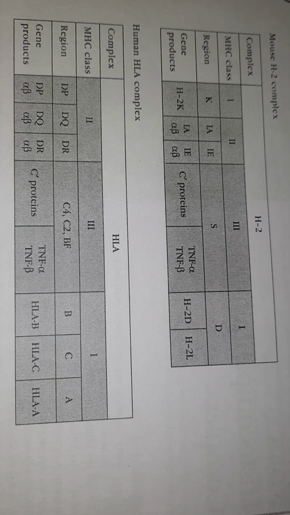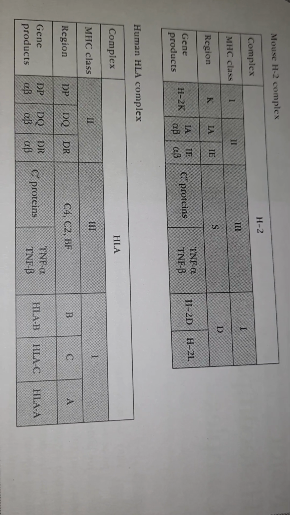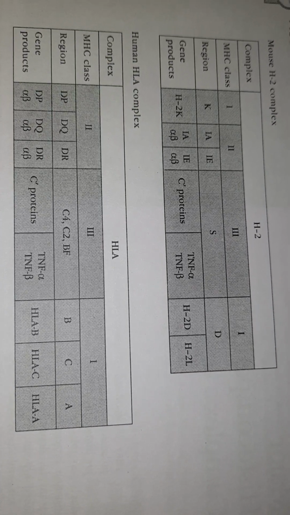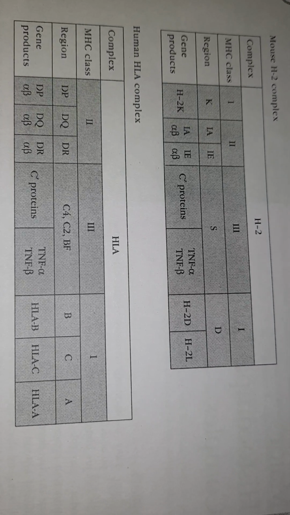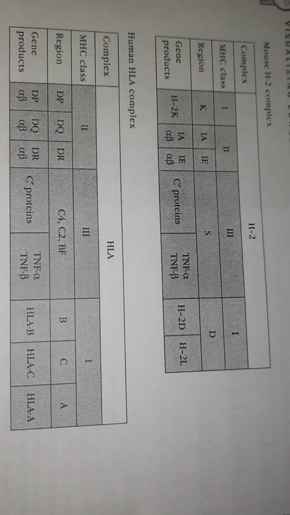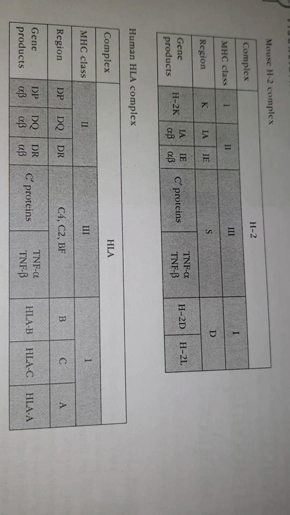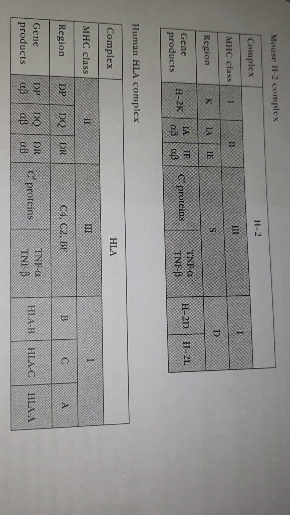The genes encoding the alpha chain of MHC class 1 molecule and the alpha and beta chains of MHC class 2 molecule are linked within the complex, and the genes for beta 2 microglobulin and the invariant chain are on different chromosomes: chromosome number 15 and 5 in human, and chromosome 2 and 18 in mouse.